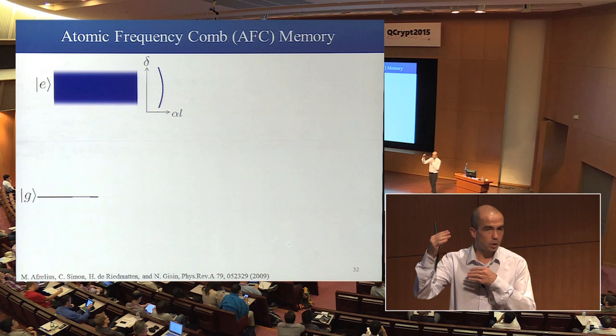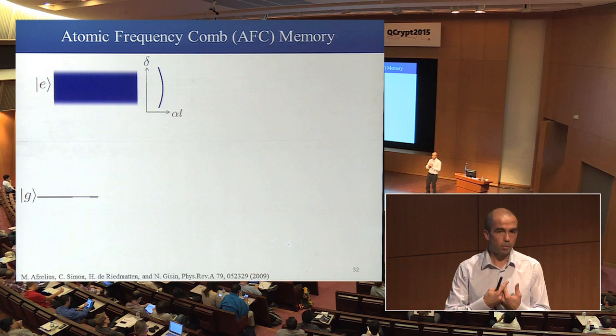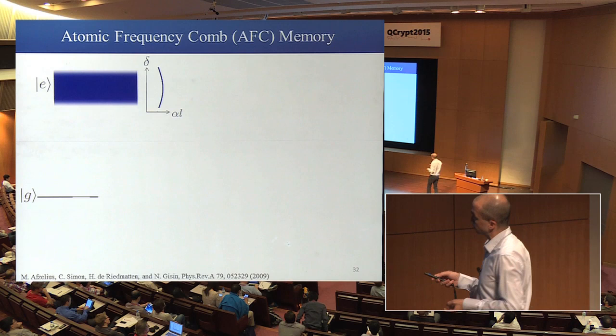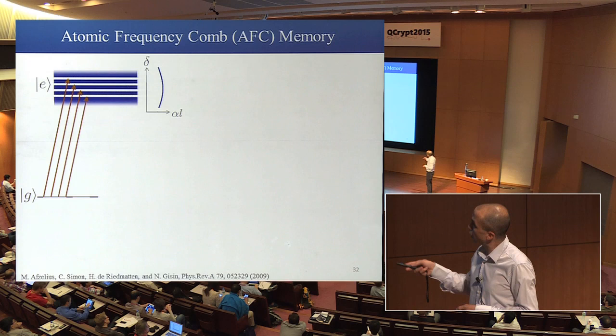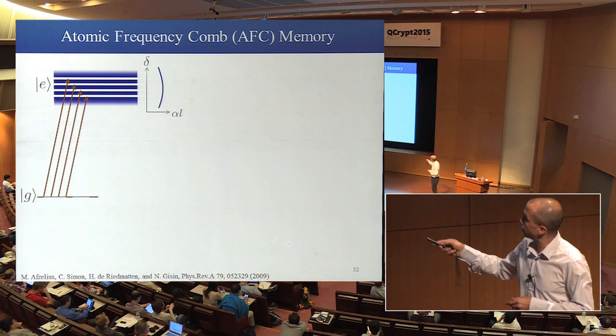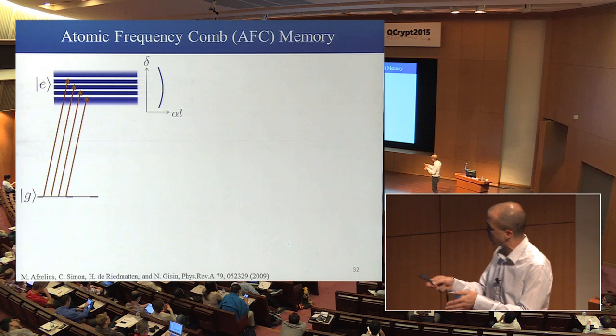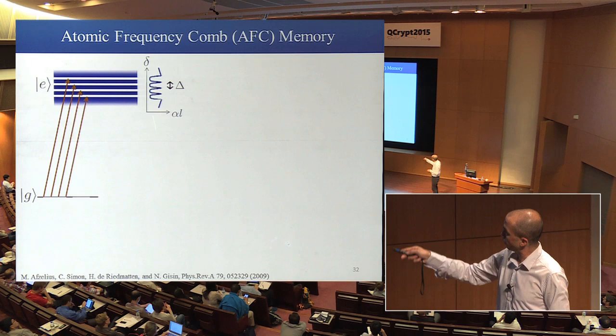If you come here with a photon and you absorb it here, your collective excitation will quickly dephase, and you will lose the information. But what we can do to compensate this dephasing is to tailor the absorption profile of your crystal into what we call an atomic frequency comb. So it's a series of periodic absorption peaks. You can see better here.